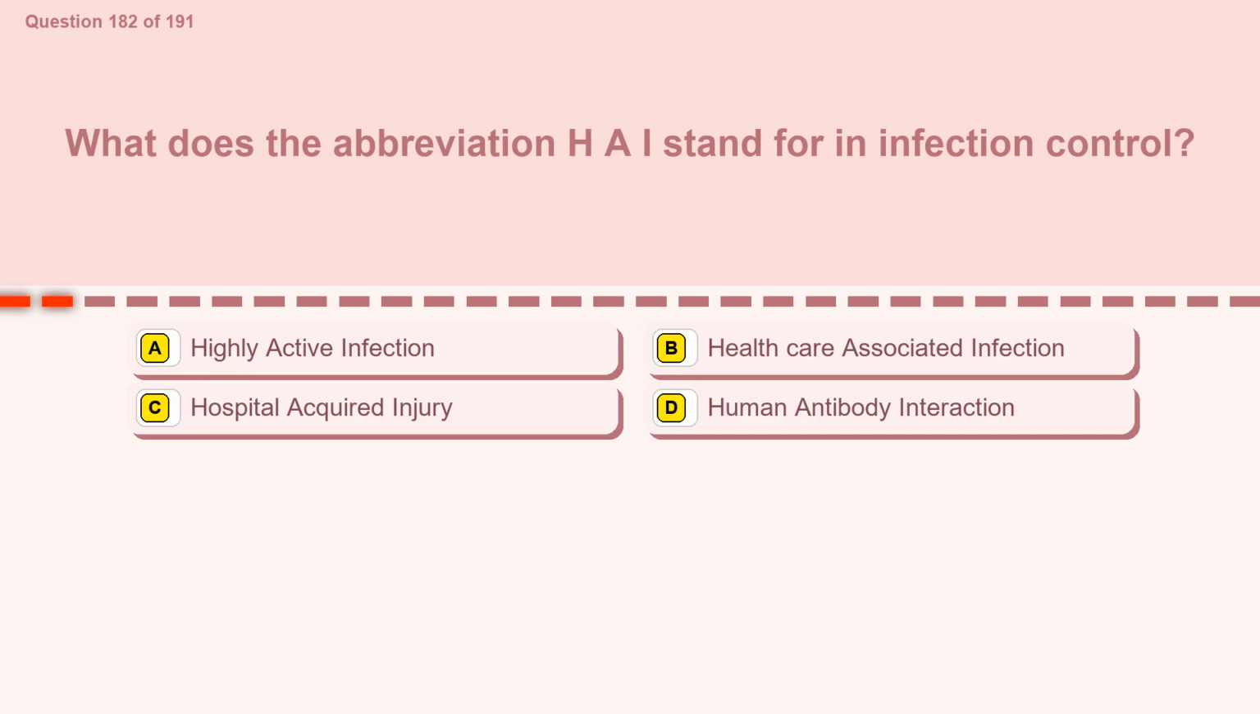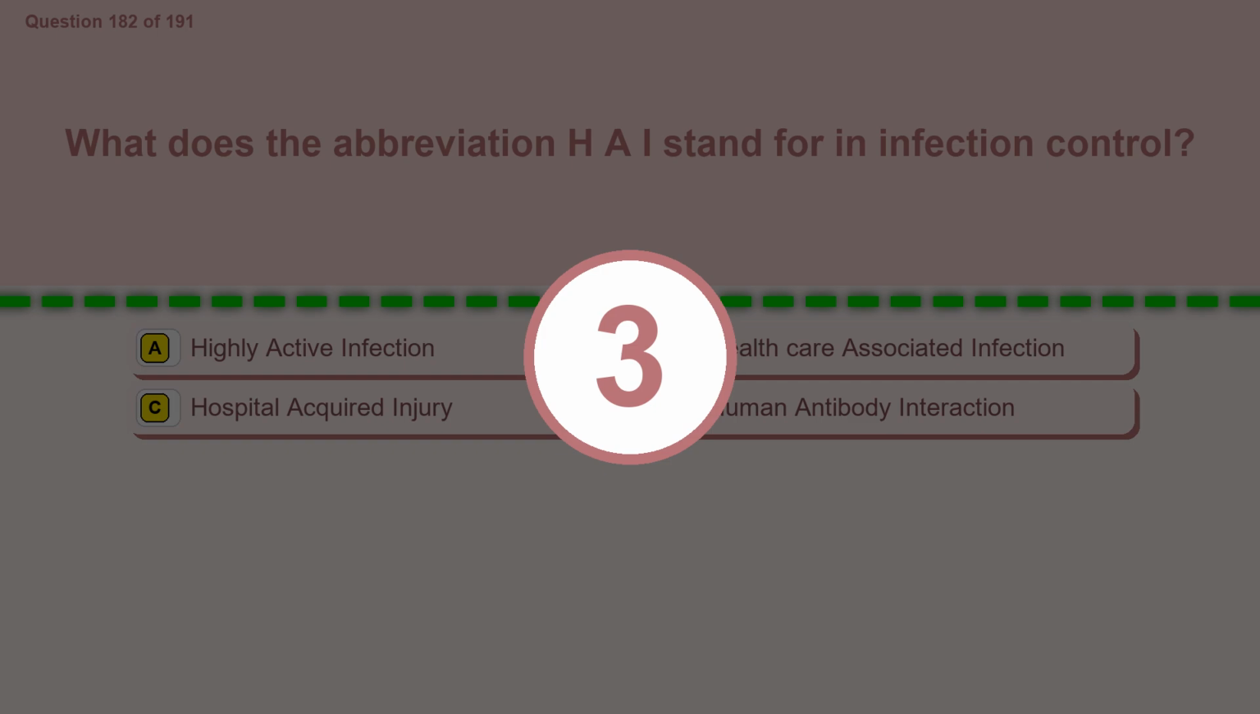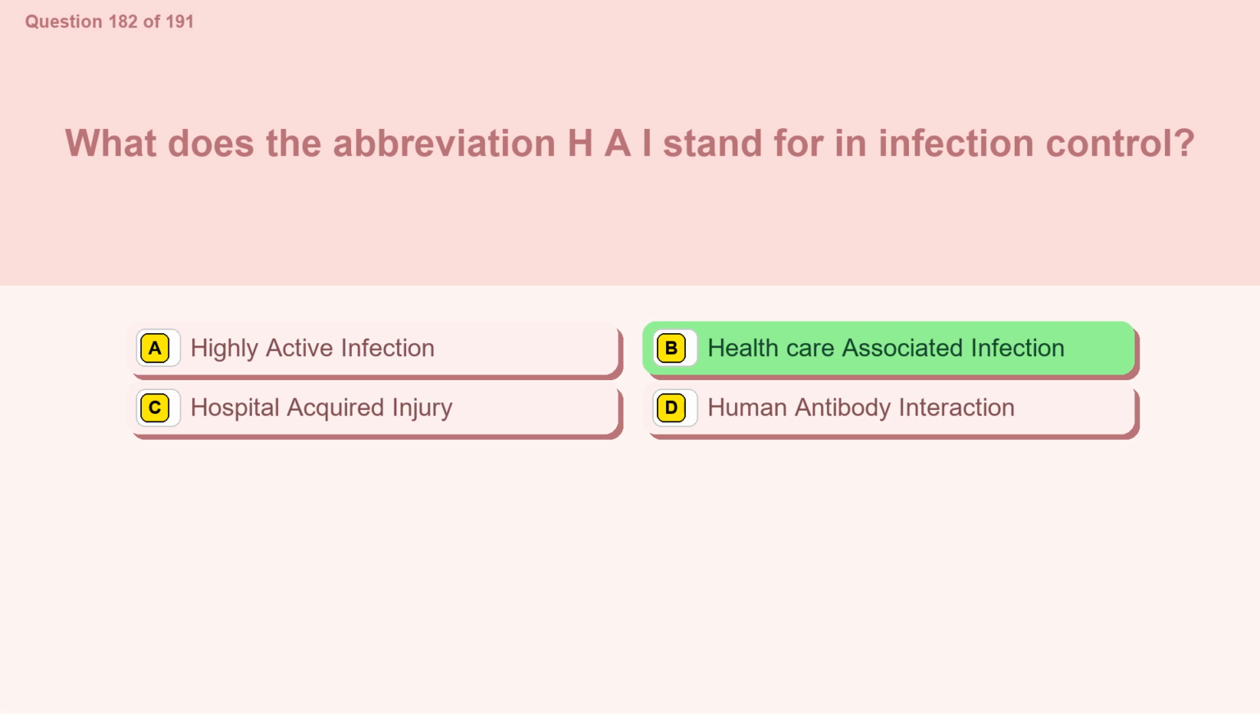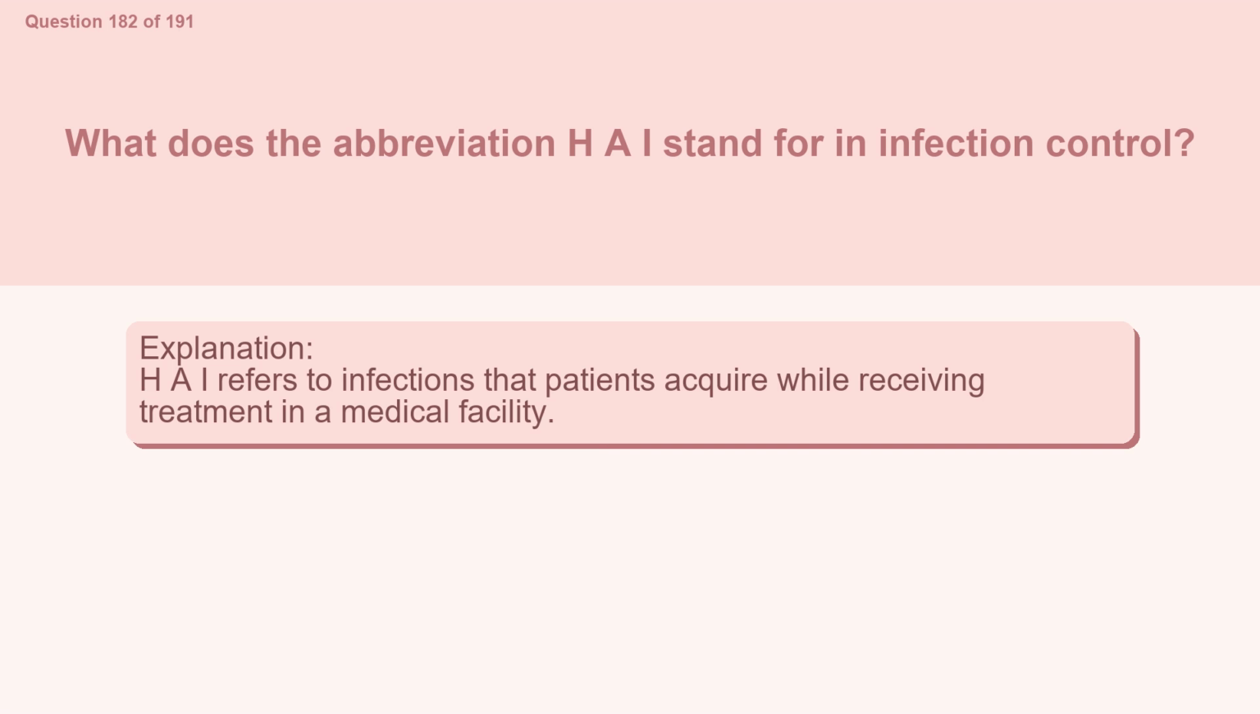Question 182. What does the abbreviation HAI stand for in infection control? Option A, highly active infection. Option B, a healthcare-associated infection. Option C, hospital-acquired injury. Option D, human antibody interaction. The correct answer is option B, healthcare-associated infection. HAI refers to infections that patients acquire while receiving treatment in a medical facility.